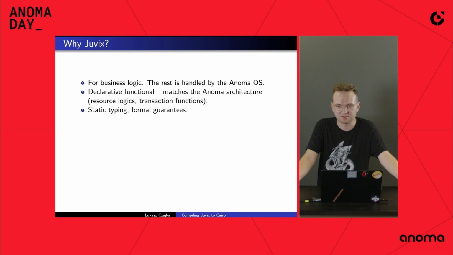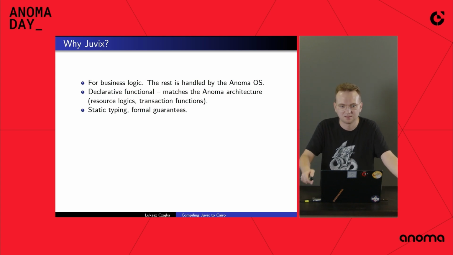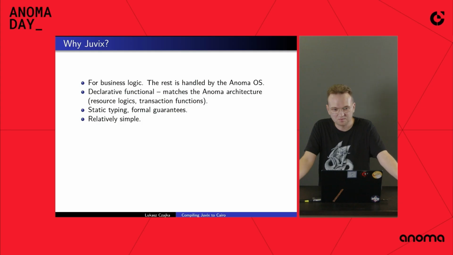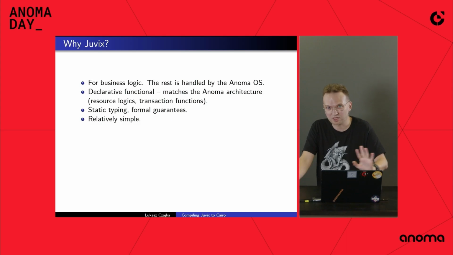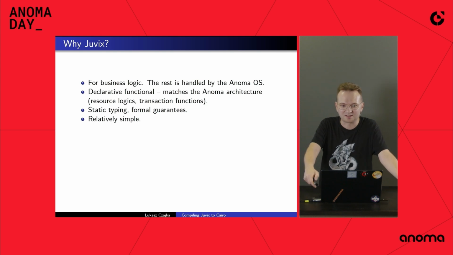Juvix has static typing, which gives us some formal guarantees about our programs. It also has, for instance, termination checking. In the future, we probably want to add more static analysis. It is relatively simple, maybe clarifying a bit. It has lots of features, but what is relatively simple is the core language that those features later desugar to, which is a simple language based on lambda calculus, and because of its relative simplicity, it lends itself well to compiling to different targets.